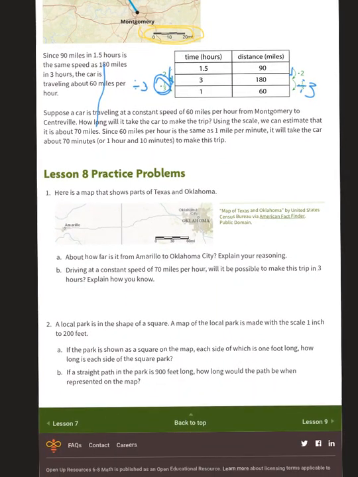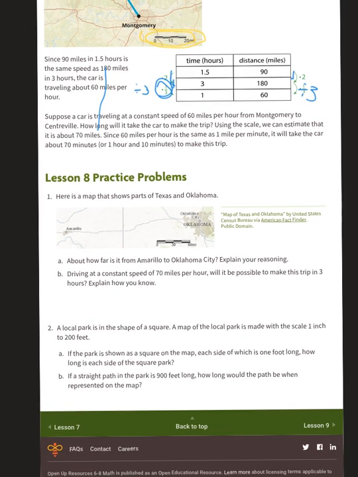Problem number 1. This will be in Canvas, but it's also in our book. It's on page 73. So it says, here's a map of parts of Texas and Oklahoma. About how far is it from Amarillo to Oklahoma City? Explain your reasoning. So I'm going to measure it out, and it's 1 centimeter equals 30 miles.